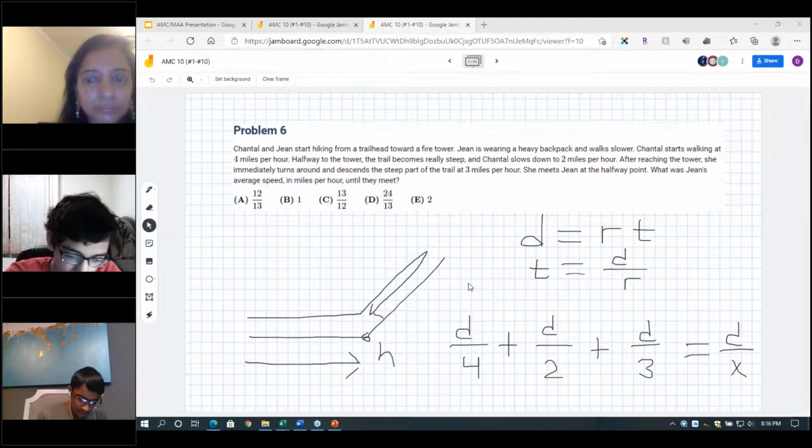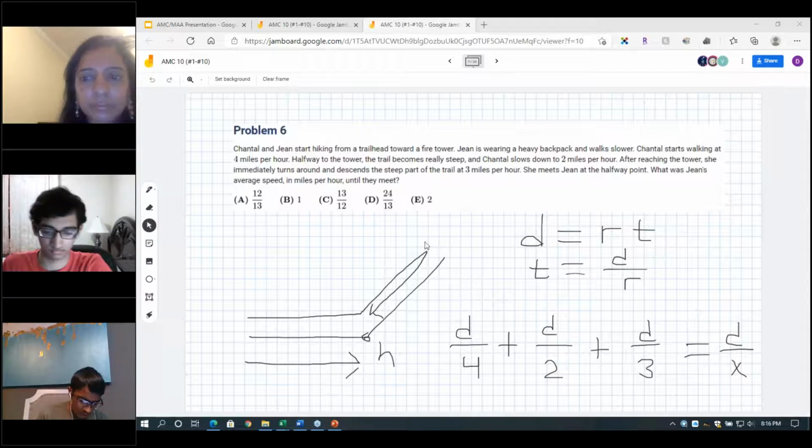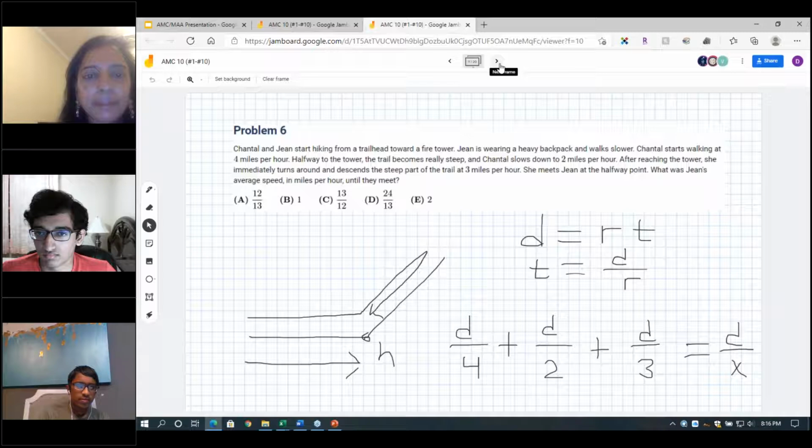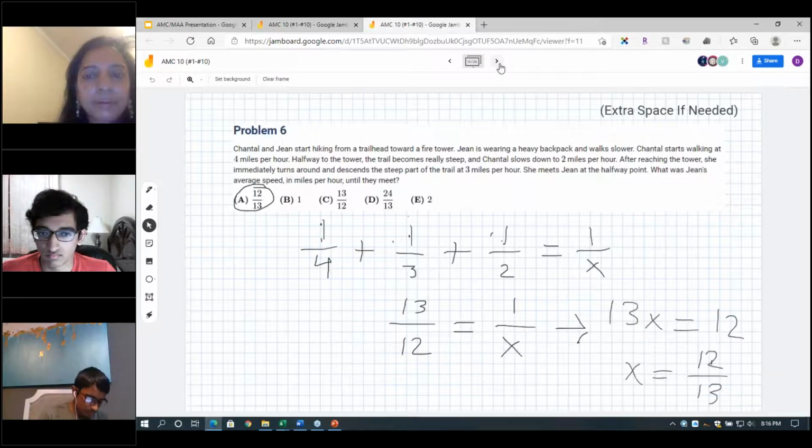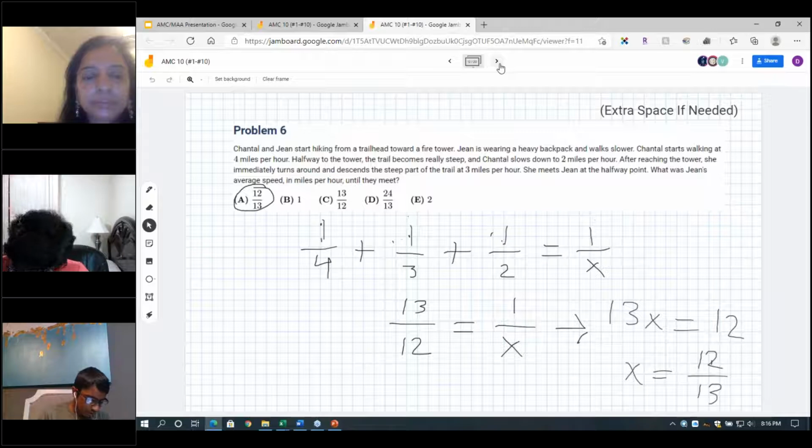So we just let the average speed be x. We have the right-hand side, D over x. And then we just, can you go to the next slide? We divided everything by D to get 1/4 plus 1/3 plus 1/2 is equal to 1 over x. Adding up the left-hand side, we get 13 over 12 is equal to 1 over x. So x is equal to 12/13.